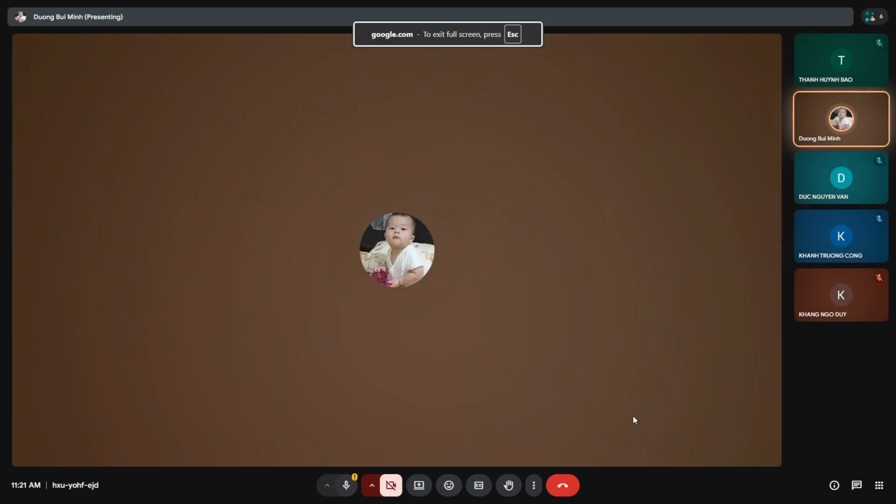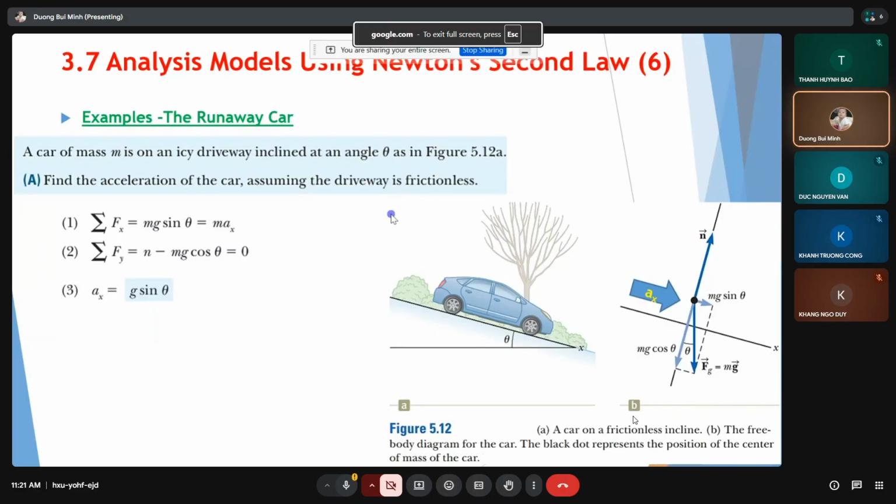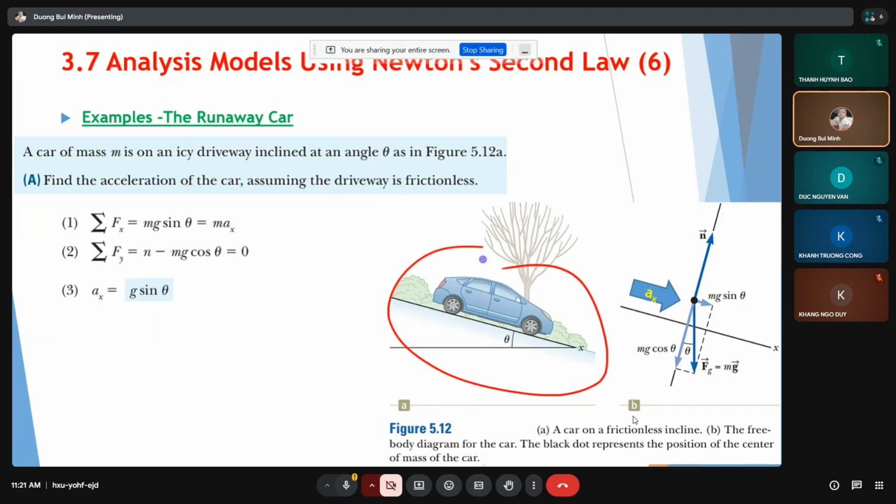So we continue to lecture 3. Now we analyze this physical model.